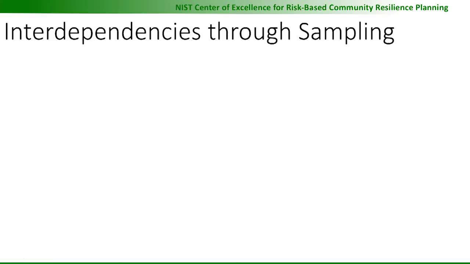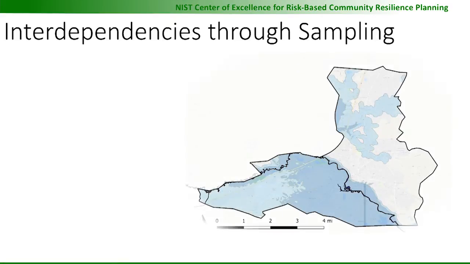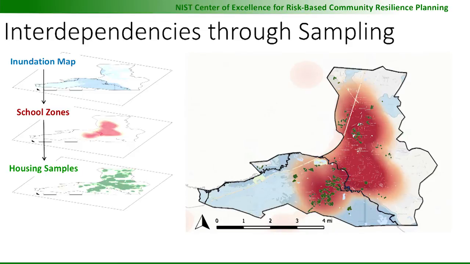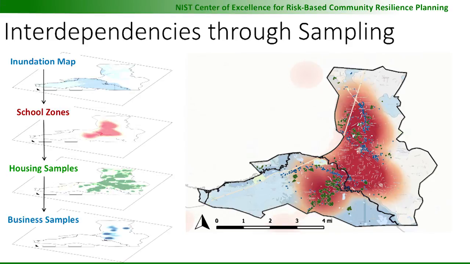So with our sampling, we began with the flood inundation area in Lumberton. And from here, we selected highly impacted schools within this inundation area. We then draw our housing sample from the catchment area for these different school zones. And finally, in Wave 2, we draw a business sample using the combination of the housing sample, the school zones that are highly impacted, and the inundation area. And in both cases, you see our sample points on this map on the right-hand side.